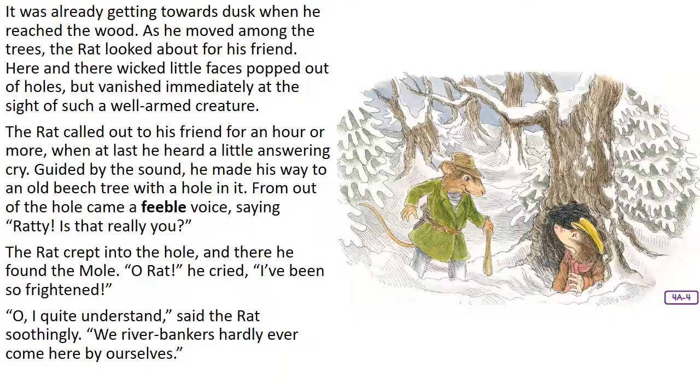It was already getting toward dusk when he reached the wood. As he moved from among the trees, the rat looked about for his friend. Here and there, the wicked little faces puffed out of holes, but vanished immediately at the sight of such a well-armed creature. The rat called out to his friend for an hour or more. When at last he heard the little answering cry, guided by the sound, he made his way to an old beech tree with a hole in it. From out of the hole came a feeble voice saying, "Ratty, is that really you?"